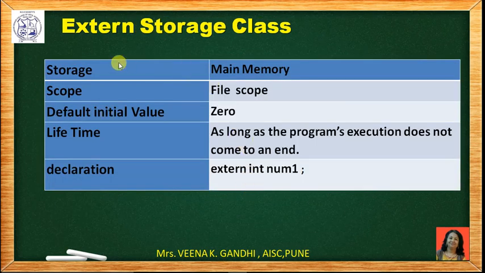Now the storage is main memory, scope is file scope or global scope, default value is 0, and lifetime is as long as the program execution does not come to an end. How to declare it: extern int num1. Let's see an example so that you will understand.